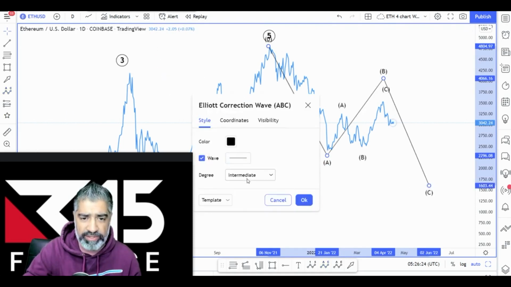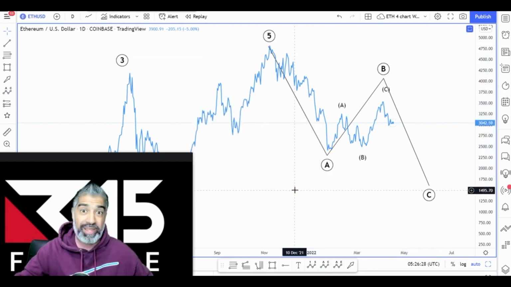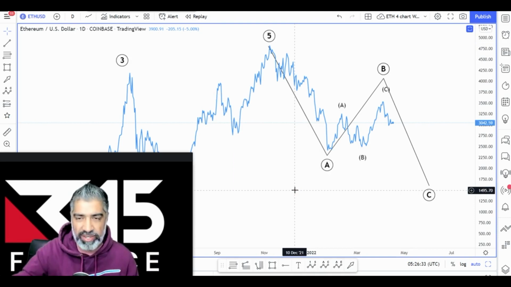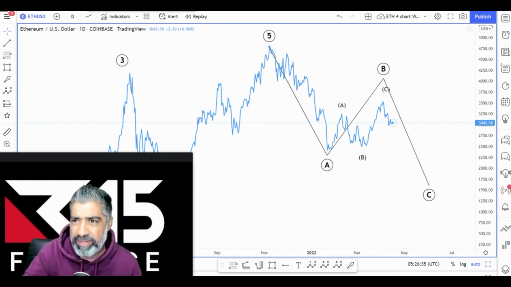I just want to draw it like this so we're really on the same page, because if you're not used to Elliott Wave and Fibonacci, it can be a bit confusing at first, but with practice it gets easier and easier. Let me see if I can do a side by side.